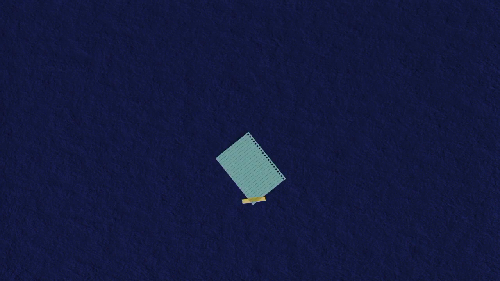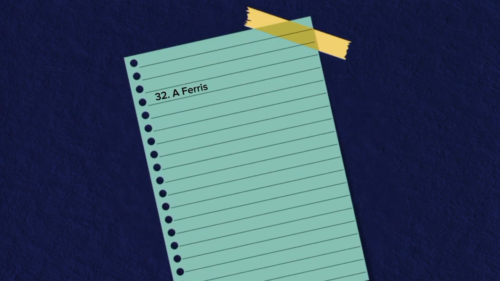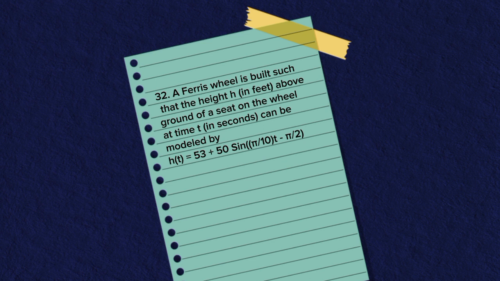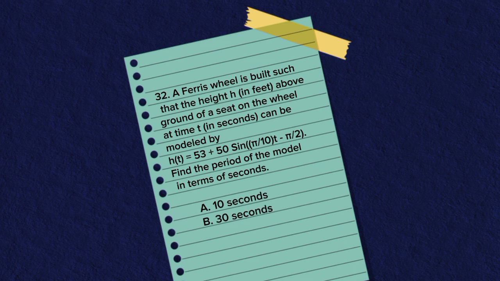That's number 31. Number 32. A Ferris wheel is built such that the height h in feet above the ground of a seat on the wheel at time t in seconds can be modeled by h of t equals 53 plus 50 sine of pi over 10 t minus pi over 2. Find the period of the model in terms of seconds. Letter A, 10 seconds. Letter B, 30 seconds. Letter C, 20 seconds. Or letter D, 15 seconds.